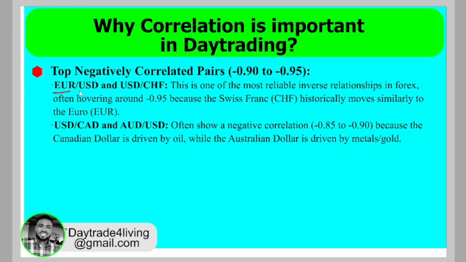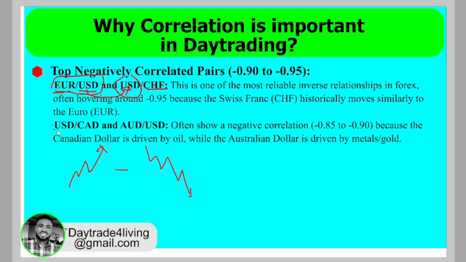Now let's look at some of the negative correlated pairs, which is the Euro USD and the USD Swiss, as I've already explained. Here the USD is the quote currency, but here the USD is the base currency, which means if the Euro is strong and going upwards, the USD, being the quote currency, is weak. The USD here being the base currency is going to go downwards. That's negative correlation. You understand?